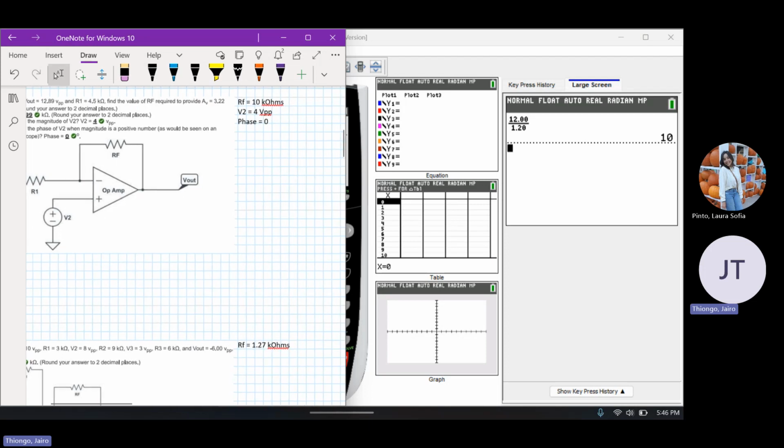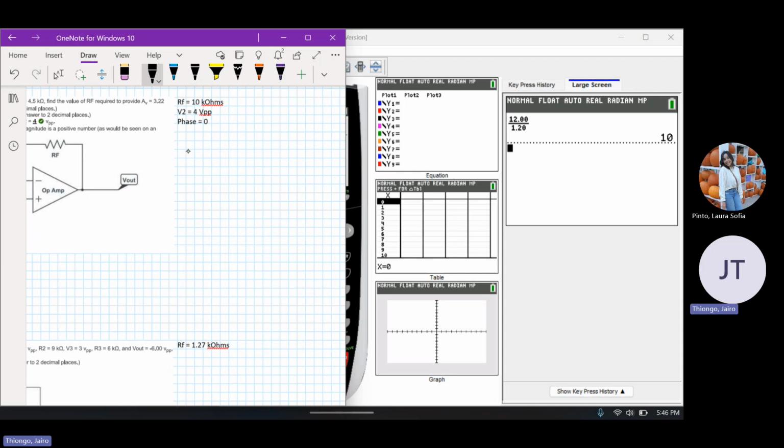So for this one, the formula is different. We have V out over Vn equals 1 plus Rf over Ri, which also equals the gain. These are different ways of representing the gain.